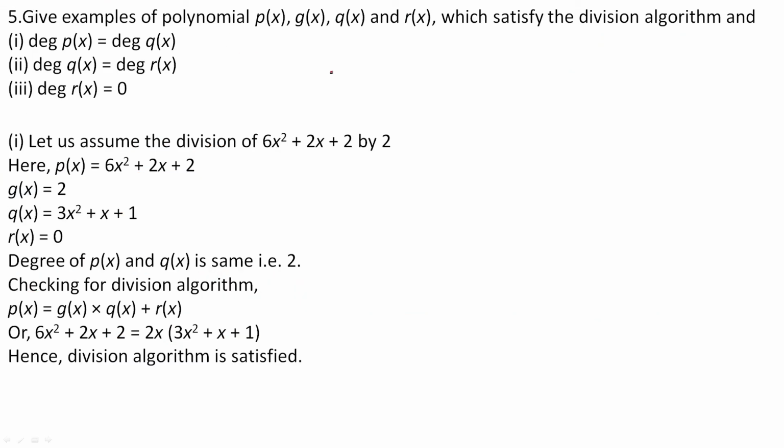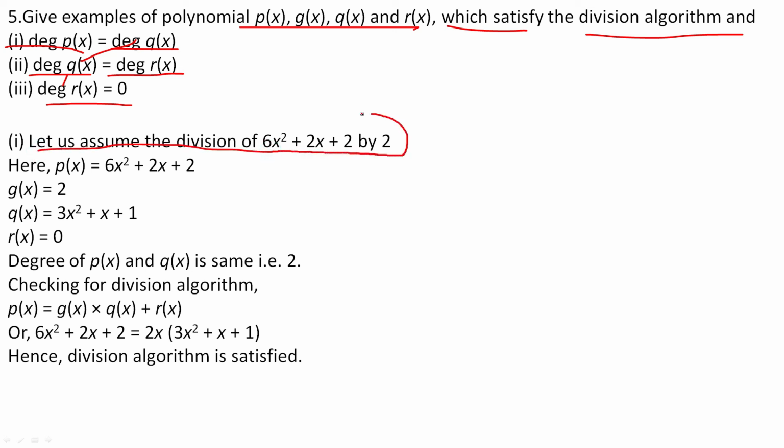Give an example of polynomials p of x, g of x, q of x and r of x which satisfy the division algorithm, and degree of p of x is equal to degree of q of x. The condition is given: degree of q of x is equal to degree of r of x, and degree of r of x is equal to 0. Let us assume the division of 6x square plus 2x plus 2 by 2. When you divide this equation by 2, that means this is actually g of x.